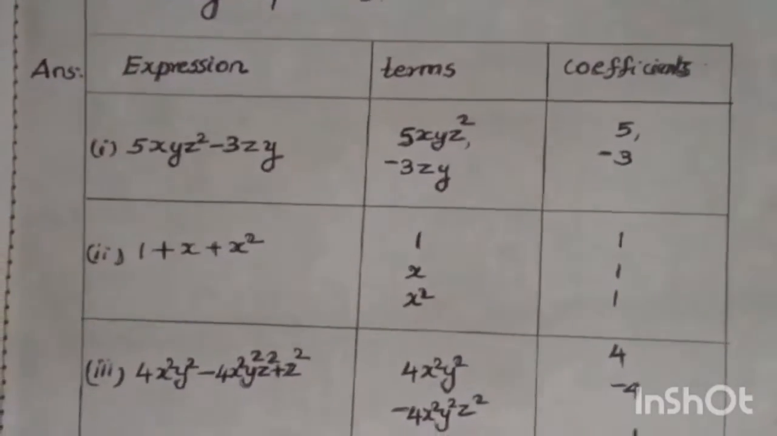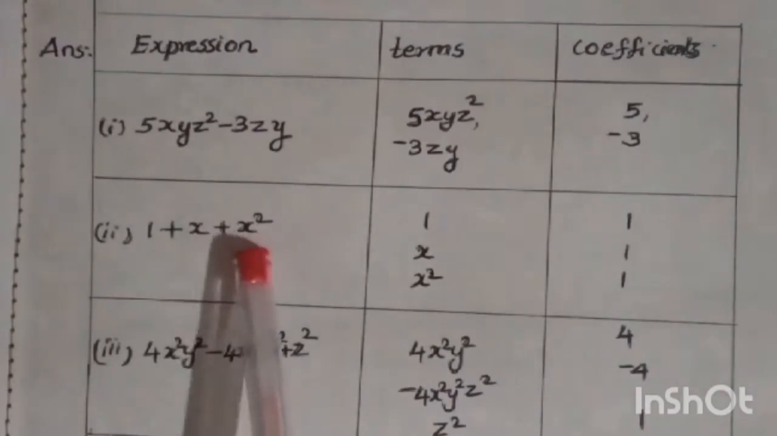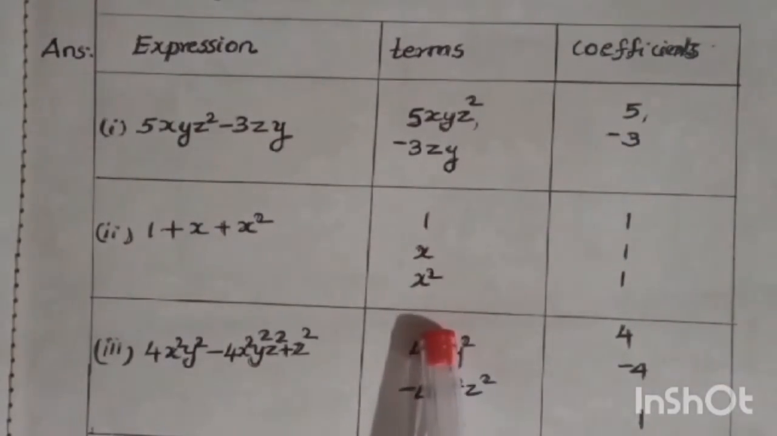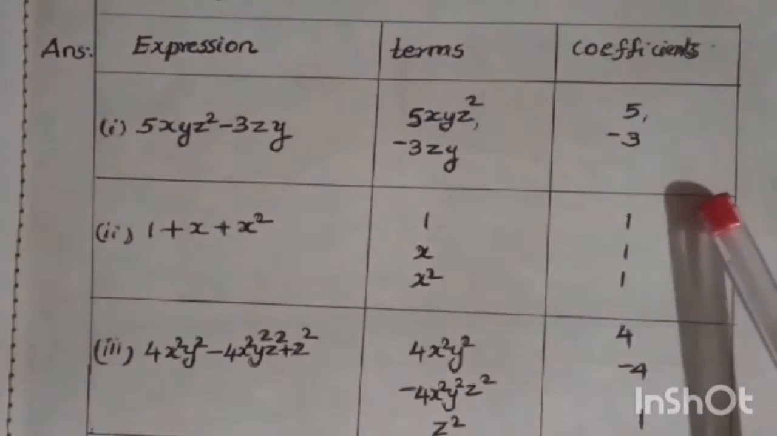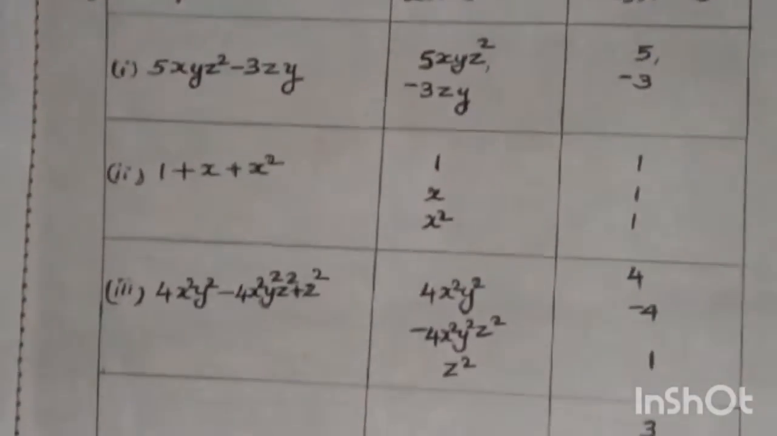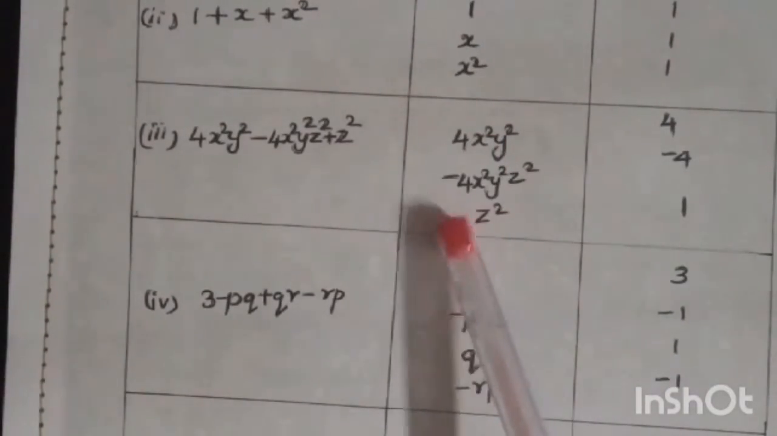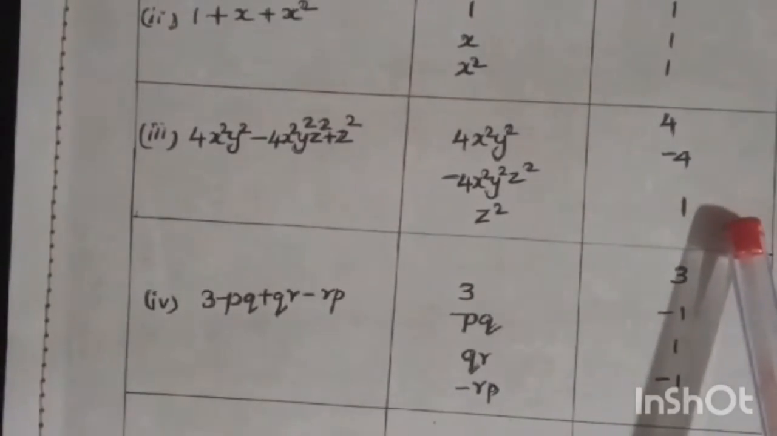1 plus x plus x square. There you can see three terms, 1, x and x square. Three terms are there and all of its coefficients are 1. Third question, 4x square y square minus 4x square y square z square plus z square. Here there are three terms, that is 4x square y square, minus 4x square y square z square, and z square. Three terms are there and see the coefficients given there. Here it is 4, minus 4, here it is 1. That is written in the third column.